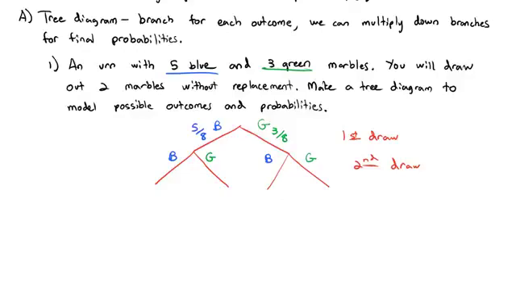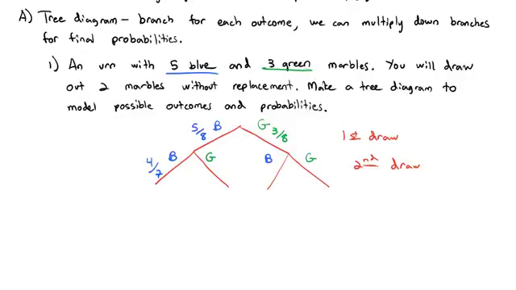But first, let's fill in the individual probabilities, because on the second draw, things have changed. If we go down the left side, where the blue was drawn first, and we want a blue on the second draw, there's no longer 5 blues left to pick from. There are only 4 blues left, and only 7 marbles left. So we only have a 4 in 7 chance of getting a blue marble on the second draw, given the first draw was blue.